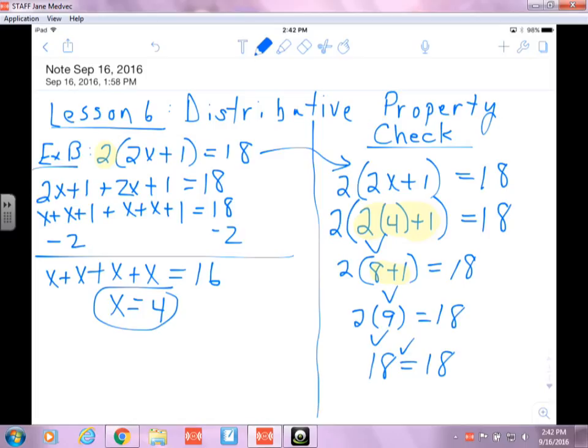Okay? So really that highlighted part on the check, that's pretty heavy duty order of operations in high school. Now it's going to get worse, okay? But elementary kids don't really do that very often, okay? Questions?